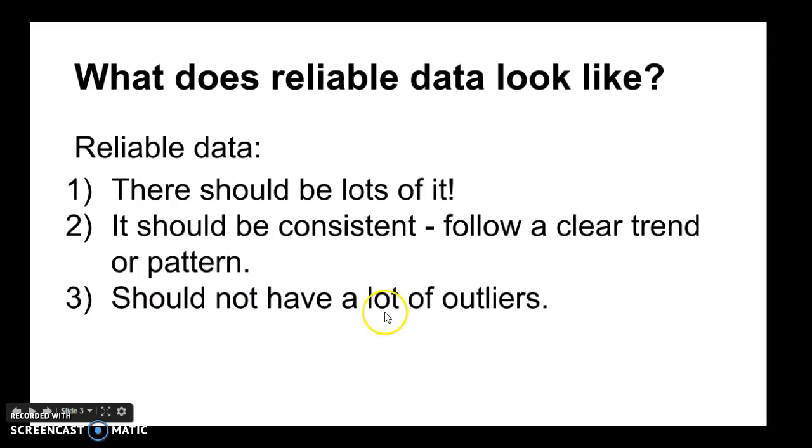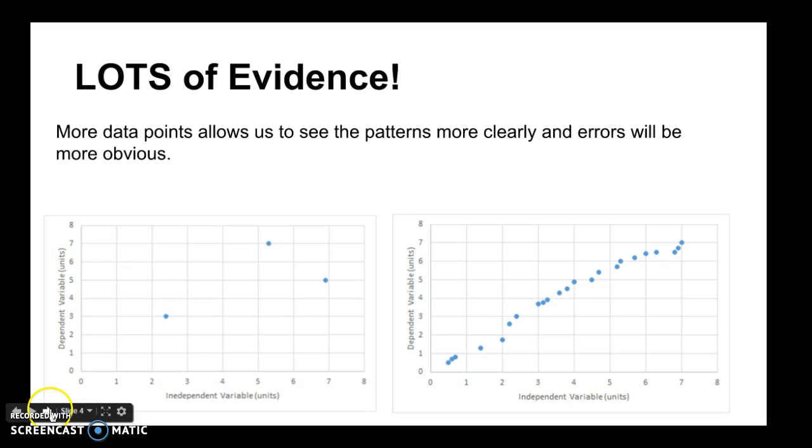Lastly, your data shouldn't have any outliers. Now, an outlier is one data point, or like 1 to 3 data points that don't fit the pattern. So it's a point that is outside of the pattern of what the rest of the data points are doing. So ideally, you should have very few or no outliers in your data, and it will be of higher quality.